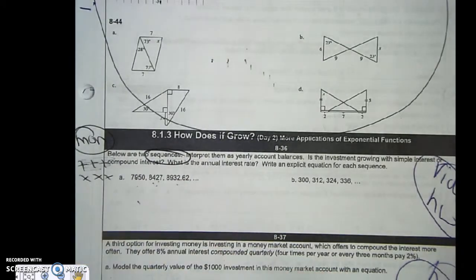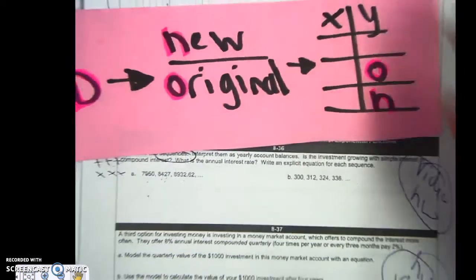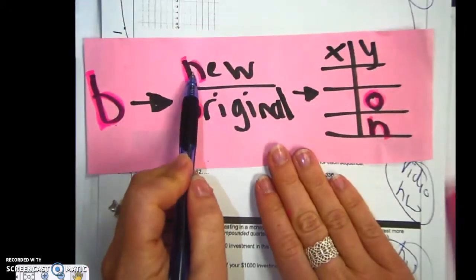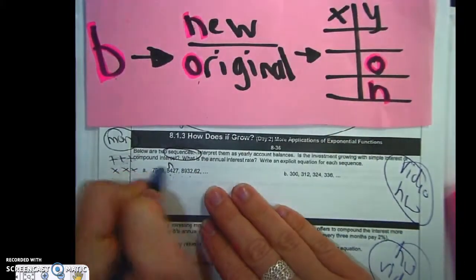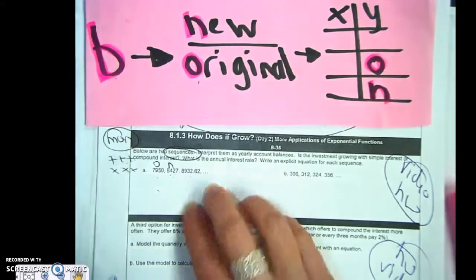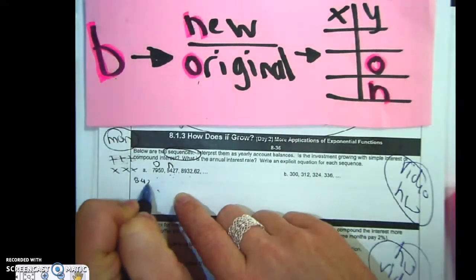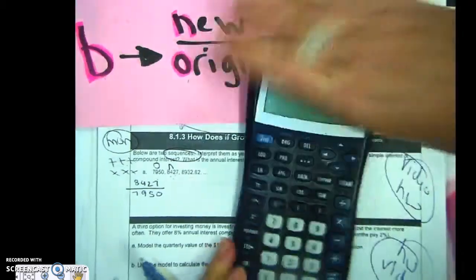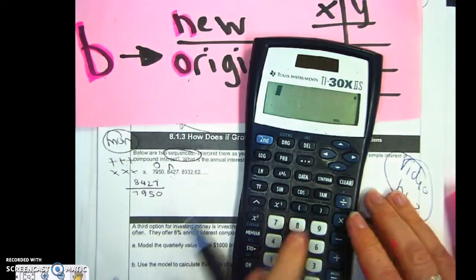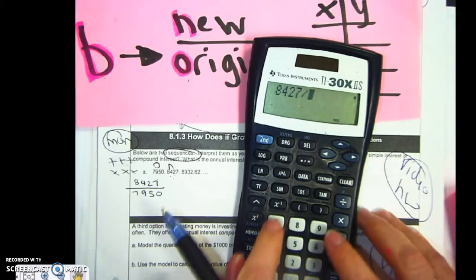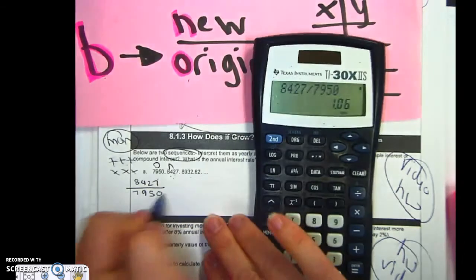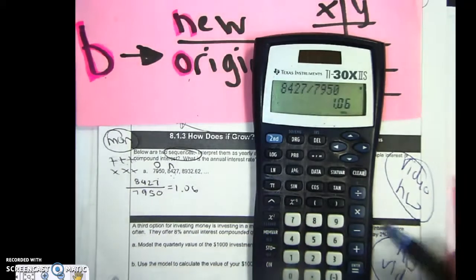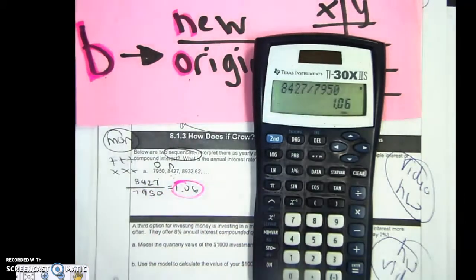This is when we do, let me pause. This is when we do new over original. This is my new, this is my original. So I'm going to go 8,427 divided by 7950. Pick up my calculator. 8,427 divided by 7950, and I get 1.06. That is my pattern.